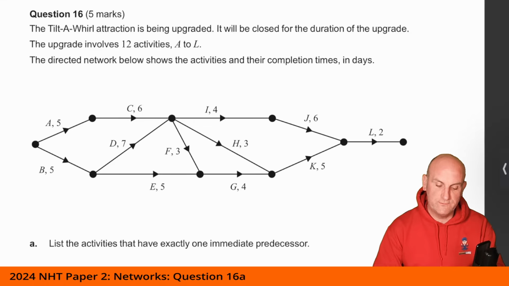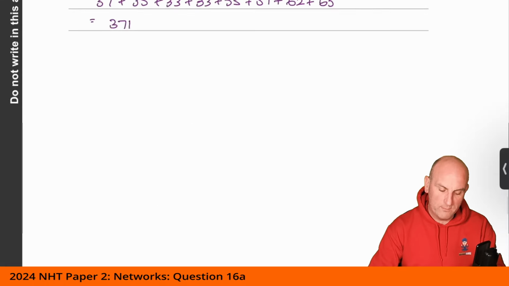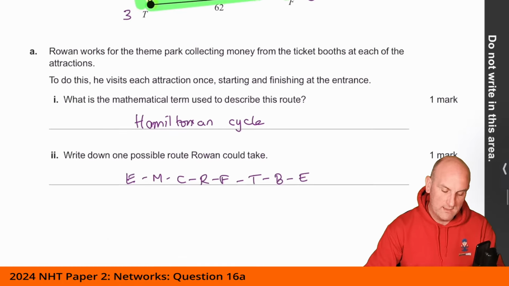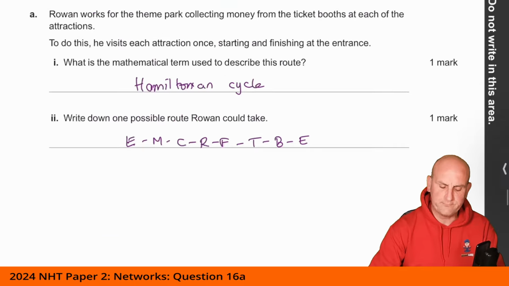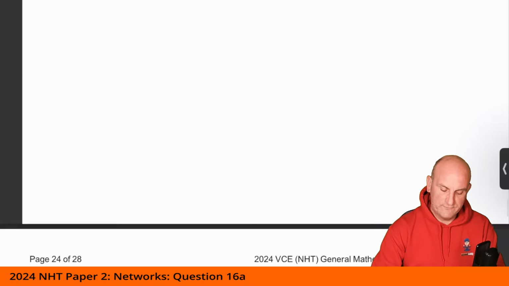Right, a tilt-a-whirl attraction is being upgraded. It will close for the duration of the upgrade. Oh, by the way, probably what I should have said, if you remember, is that this here was crossed through, which is why you couldn't actually go that way as well. Right, last question. Love these questions.